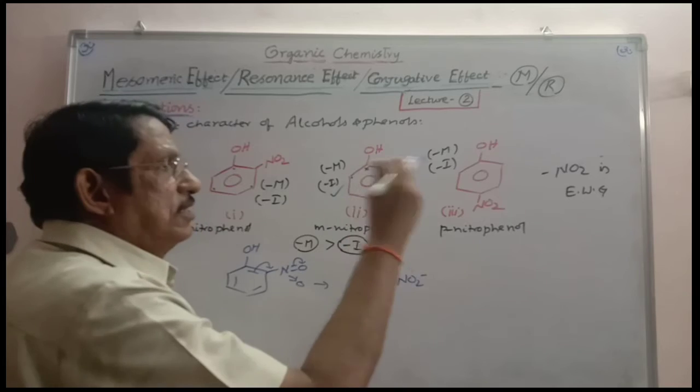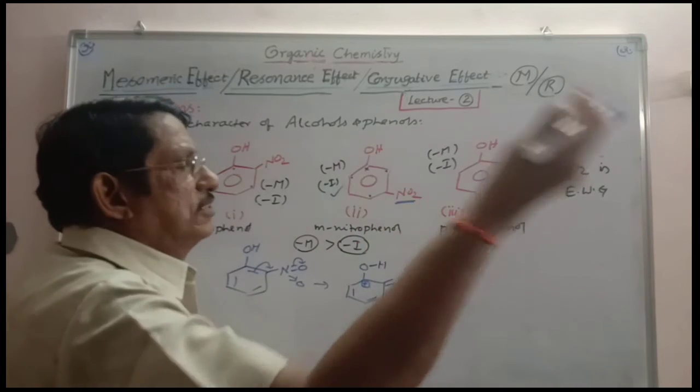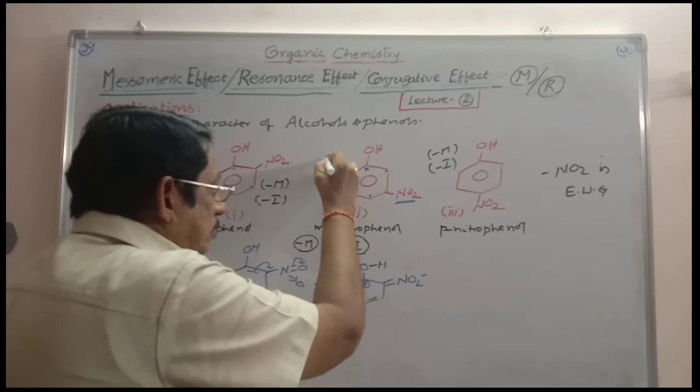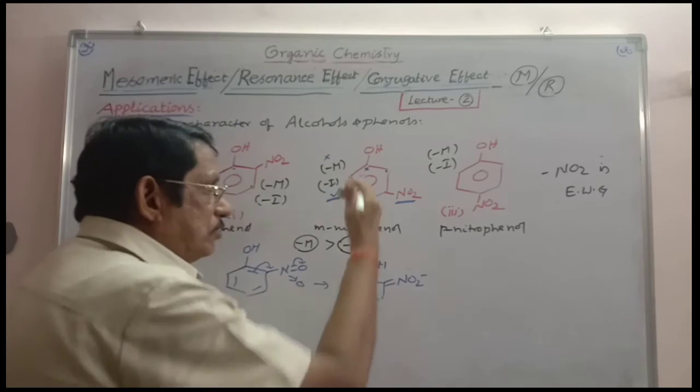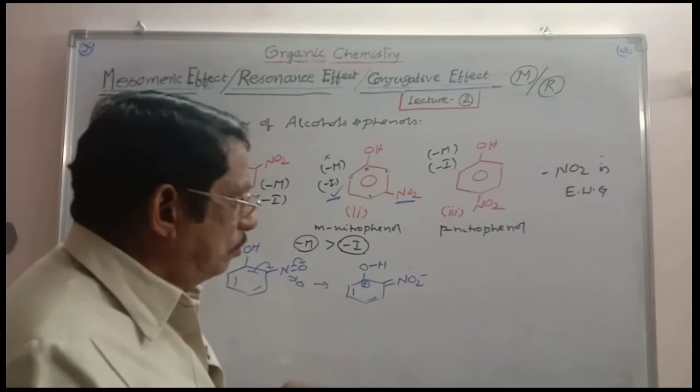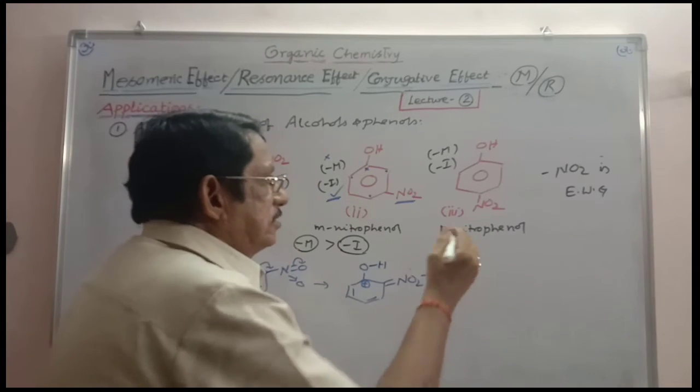In that way, metanitrophenol is more acidic than phenol. So inductive effect operation is there, mesomeric effect is not in control, because it is not giving positive charge directly to the carbon to which the OH group is attached. Okay. Now let us consider paranitrophenol.